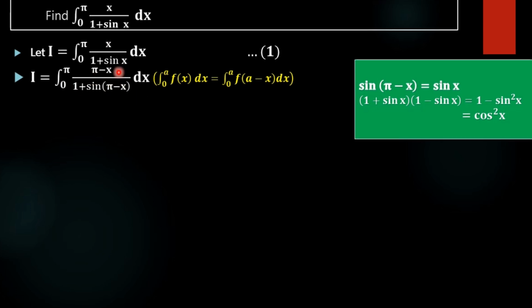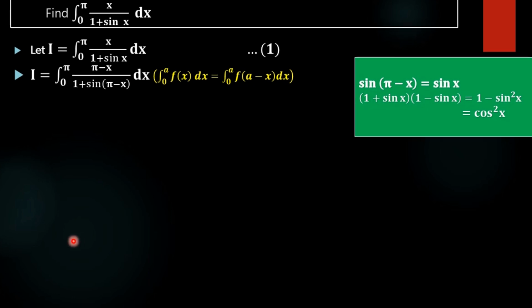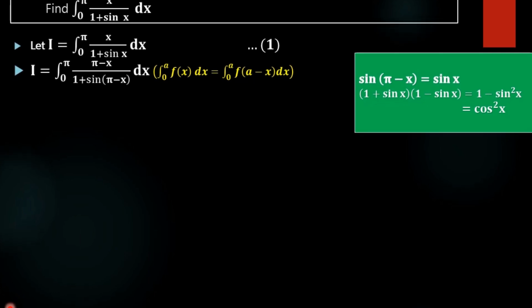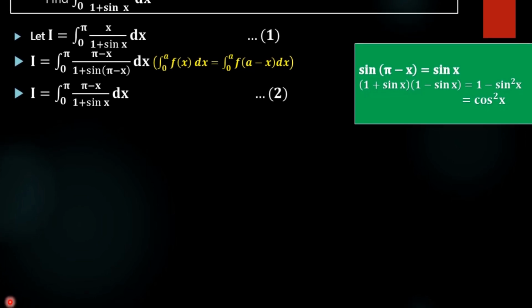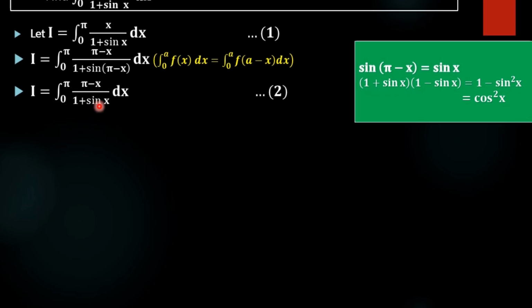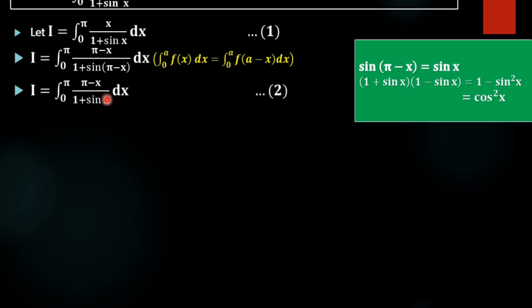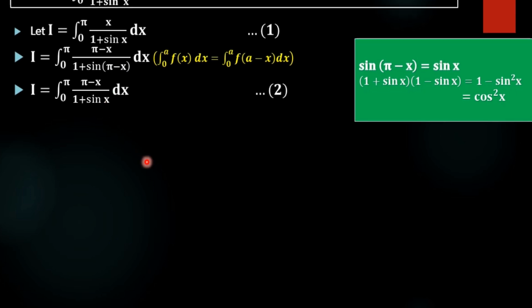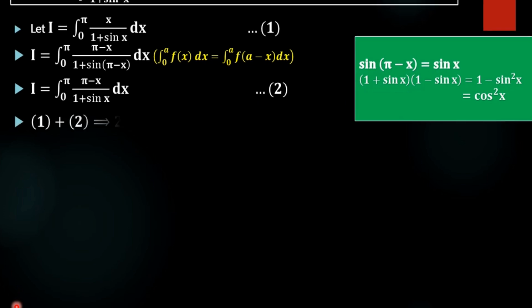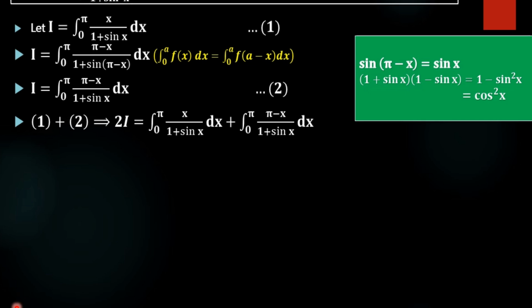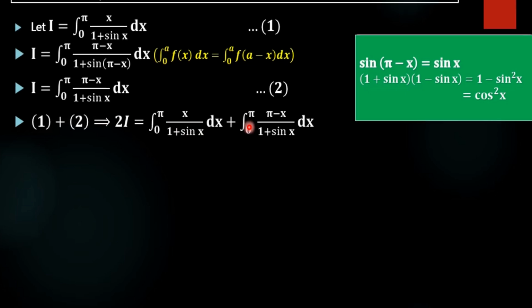Now, what is sin of pi minus x? That is sin x. So, I equals integral 0 to pi of pi minus x divided by 1 plus sin x. This is equation number 2. In the next step, we are adding equations 1 and 2. Then we will get 2I equal to integral 0 to pi x by 1 plus sin x dx plus integral 0 to pi of pi minus x by 1 plus sin x dx.